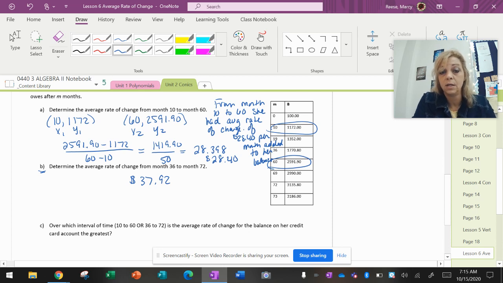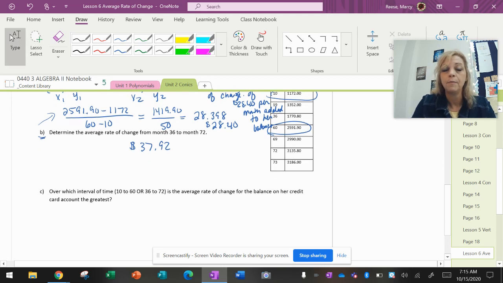So what I want to see when you come in is I want to see that work. I want to see you do all of this down here. So you should have gotten an average rate of change of $37.92. And that means from month 36 to 72, she had an average increase of $37.92 per month.